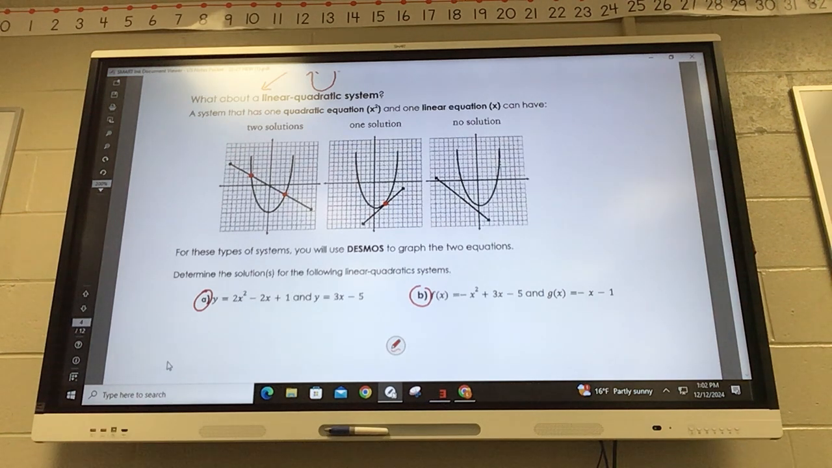A, B, and C. You can skip D. You can do it if you have time. It's just first three are good enough. You may need to zoom in or zoom out to get the correct points. So play with your window if you need to. Tell me what the ordered pair is.